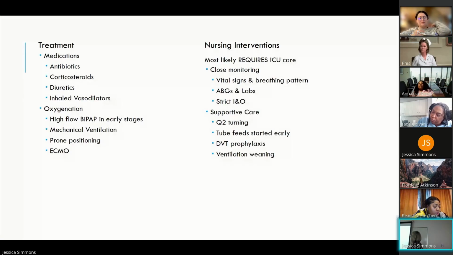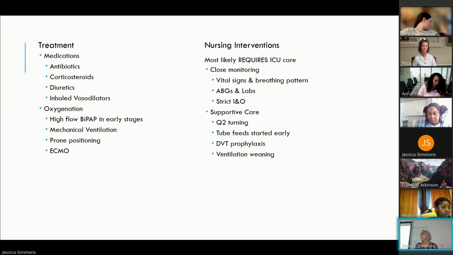Nursing interventions most likely requiring ICU care. Absolutely. Once your patient requires a very high amount of oxygen, they pretty much have to go to critical care. Close monitoring, vital signs, breathing pattern, ABGs and labs. You're most likely going to have an ART line where you can get ABGs and labs very easily. Strict I's and O's. Supportive care. Even if your patient is prone, you still have to offload them. Tube feeds are started early. DVT prophylaxis and then ventilation weaning when appropriate. Most of the time during your really intense phases of ARDS, you are 100% FiO2 on a ventilator.